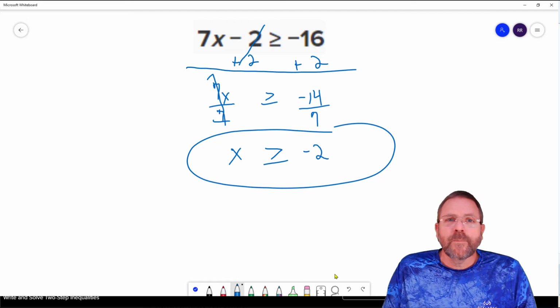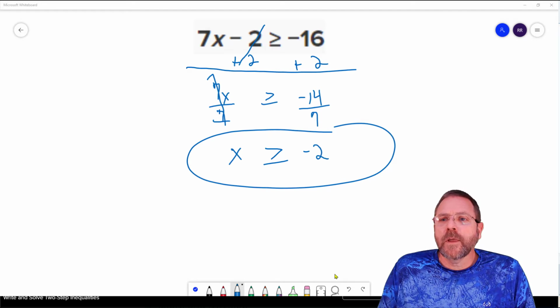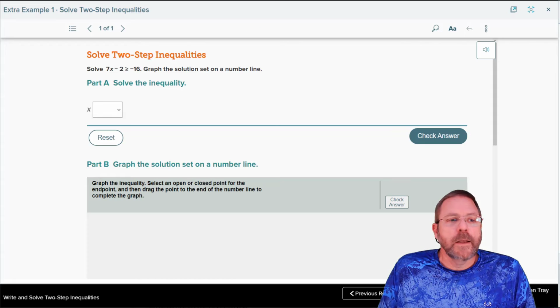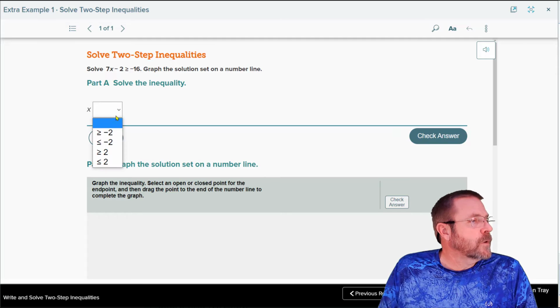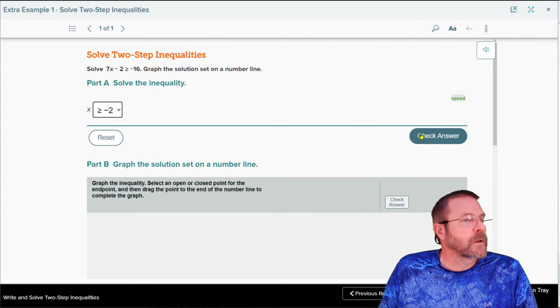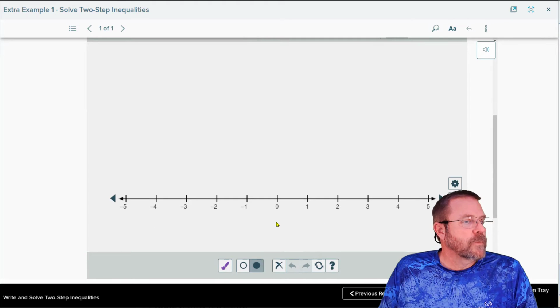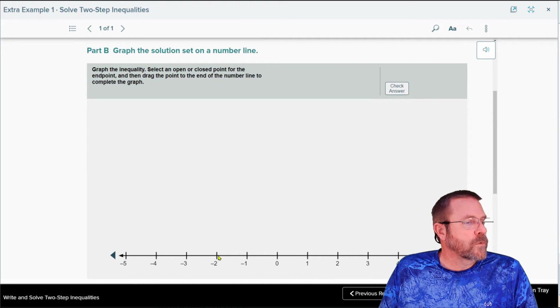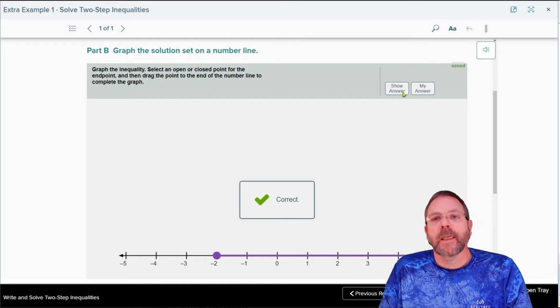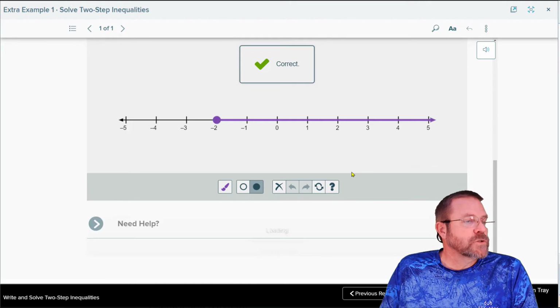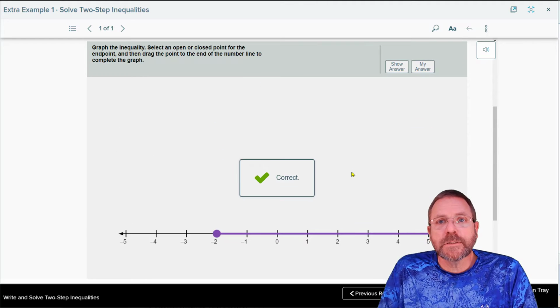So my answer is going to be x is greater than or equal to negative 2. Come back over here. That's going to be this one right here. Check it, and it checks. And then to graph it, it's a greater than or equal to, so we're going to start with a solid circle. It goes to the right-hand side, and the answer checks. That is showing your work. That is what I must see.